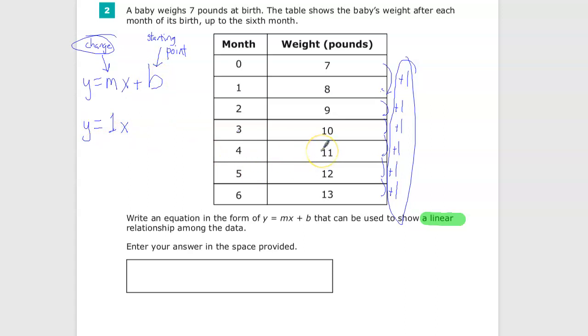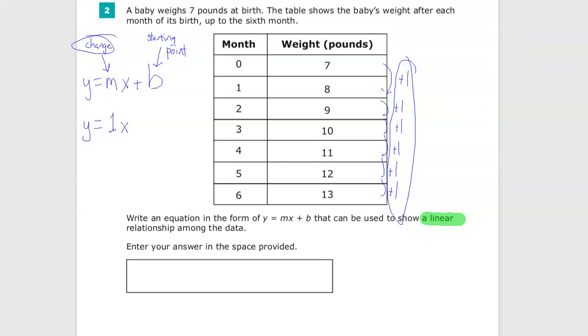But if I wanted to find out how much the baby would weigh if it gained a pound when it was 13 months, I could substitute in 13 here times 1 plus whatever the b value is. Now, our starting point on a graph, they define it as right here. So wherever it is on the y-axis. It's not really a starting point. It's simply a point of reference that we can use.